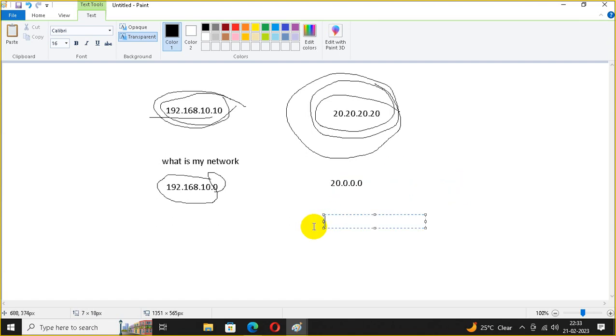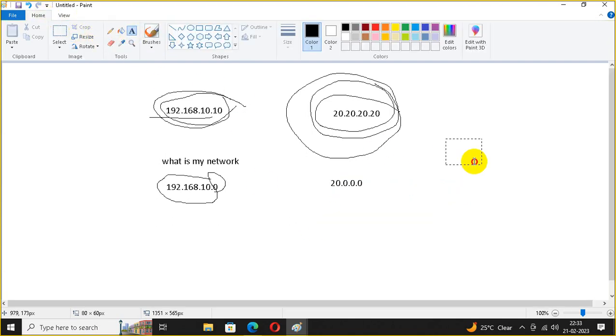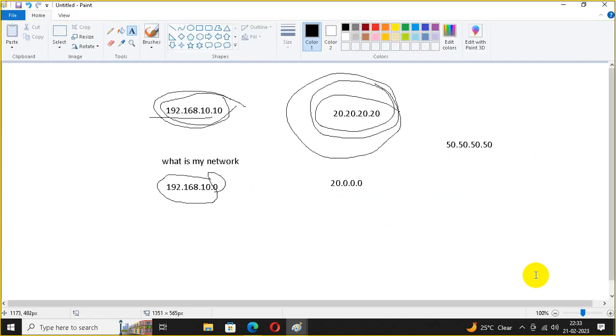Correct? So if you have the IP address 50.50.50.50, then what will be the network address? Class A. 50.0.0.0. Excellent. Perfect. Now you understood?